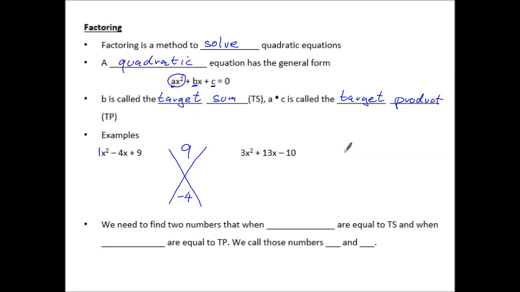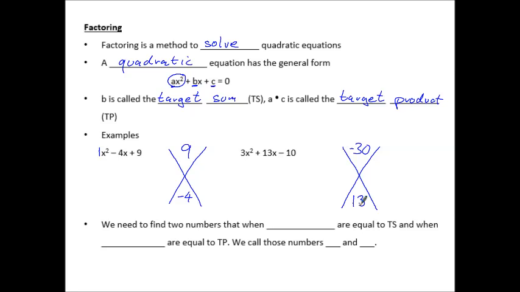Let's move over to the other side, make our cross, and here it's a little different. Here we have a number that's 3, that is a, and a times negative 10 is negative 30. So the target product this time is negative 30. The target sum is 13, and that is b, the coefficient of our linear term.